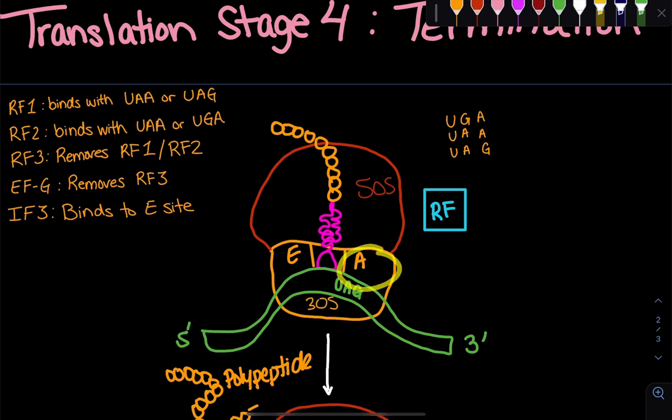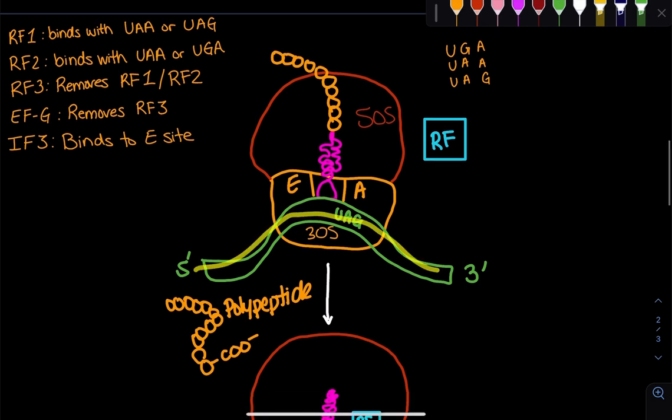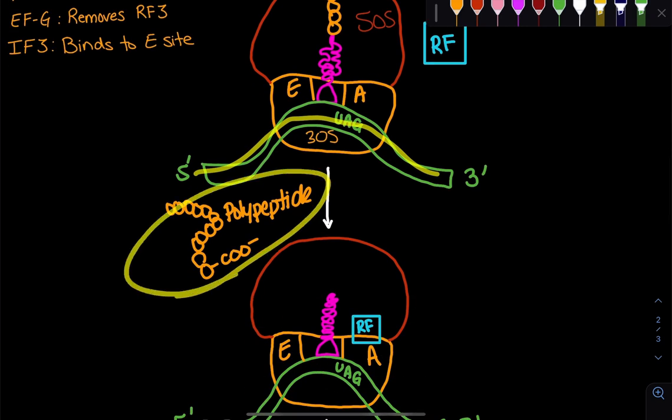When it binds to that A site, it's important to note first of all that we have 2 release factors. We have RF1 and RF2. RF1 will bind to UAA or UAG, and RF2 will bind to UAA or UGA. In this case, since we have UAG, RF1 is the one that's going to be binding to that A site. Once RF1 binds, it's going to facilitate the cleavage of this peptide that we have created from this mRNA, and it's going to be cleaved off.